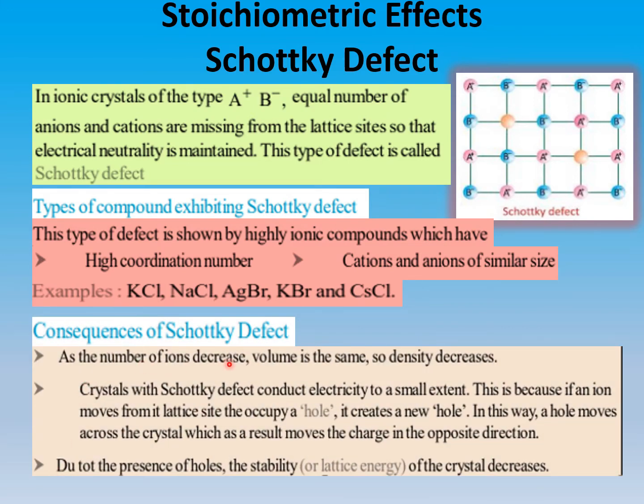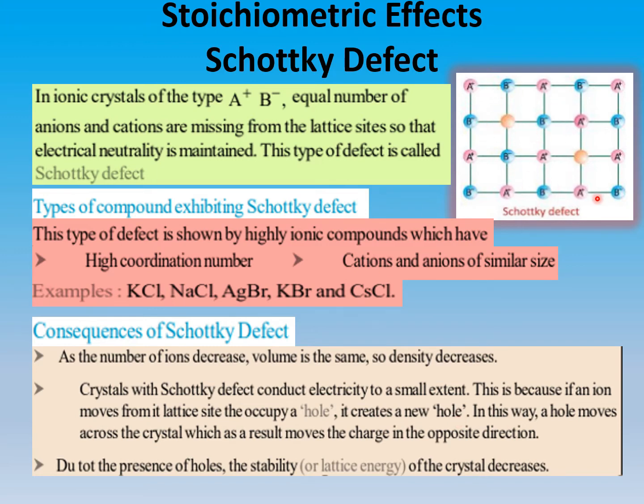As the number of ions decreases, the volume is the same, so the density will decrease. What will happen if the crystal has a Schottky defect? It conducts electricity, a very small electrical conduction will be there. This is because an ion moves from its lattice site and occupies a hole and creates a new hole. If there is a hole, it will move.